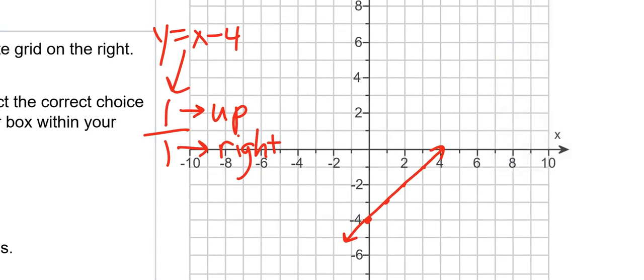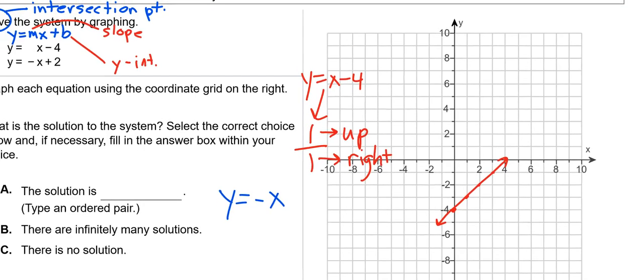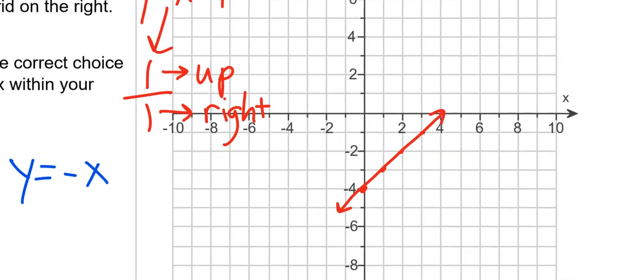I'll switch to a different color for the other ones. Y equals negative x plus 2. Alright, so where's my y-intercept? Positive 2. So I'm going to go up to positive 2. Okay. And my slope, what's my slope? Down 1 to the right 1.